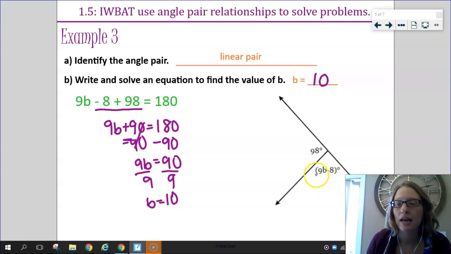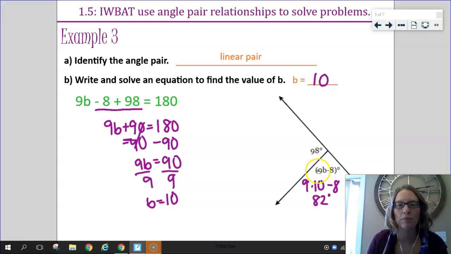B is 10. Just like the last one, if we want to check our work, we can do 9 times b, 9 times 10, which is 90, minus 8 gives us 82. And indeed, 82 and 98 does add up to 180 degrees, so then I know I did this problem correctly.